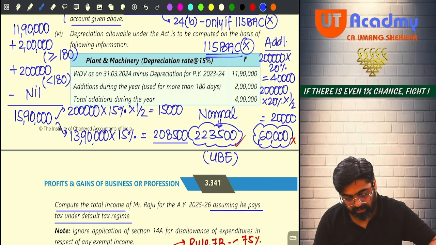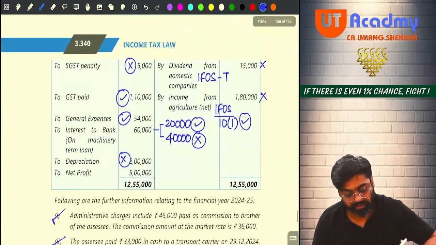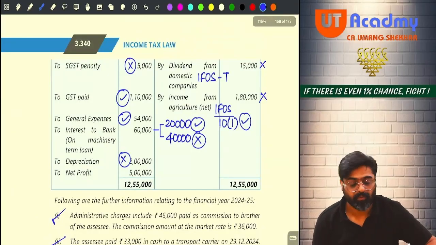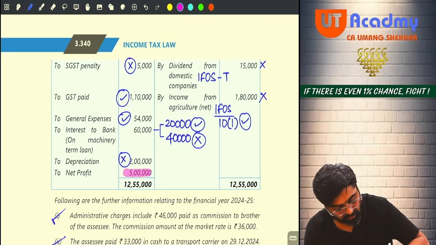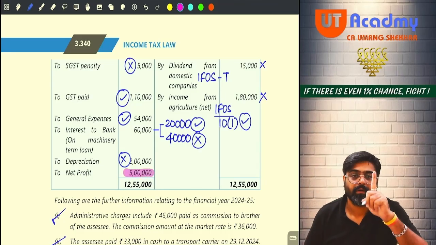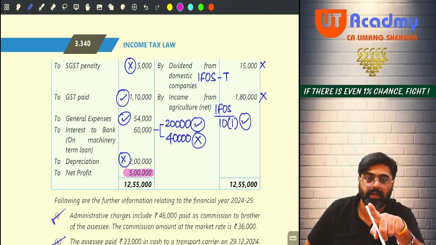Now pay attention. We have completed everything. Okay. On your calculator, which amount will you take? Any other amount if you take, you are gone. Only take 5 lakhs. Done?